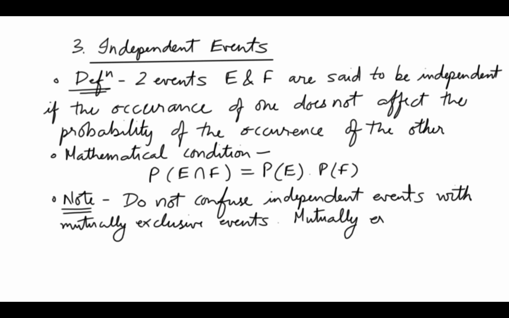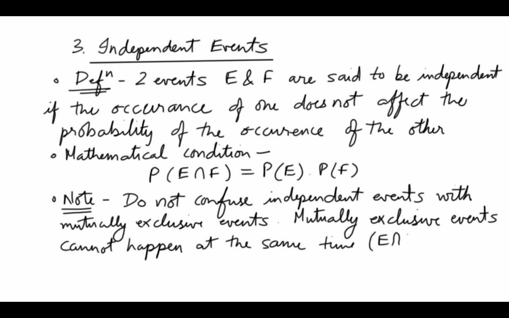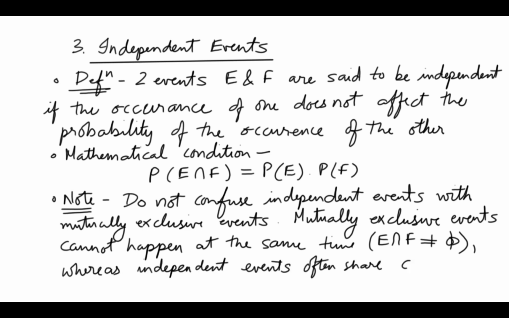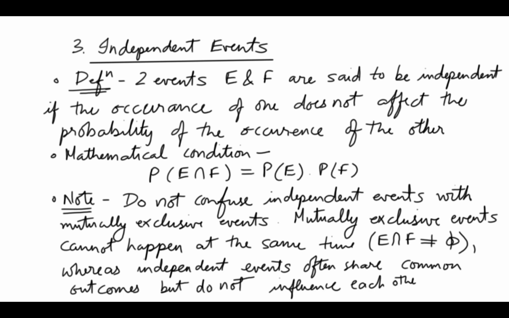The point to note here is that you shouldn't confuse independent events with mutually exclusive events. Mutually exclusive events cannot happen at the same time, whereas independent events often share common outcomes, right? But they do not influence each other's likelihood.